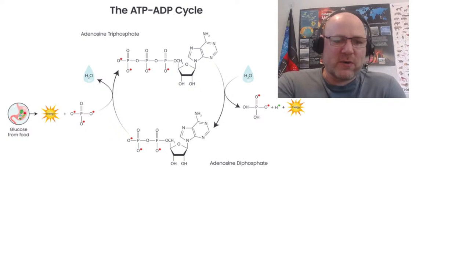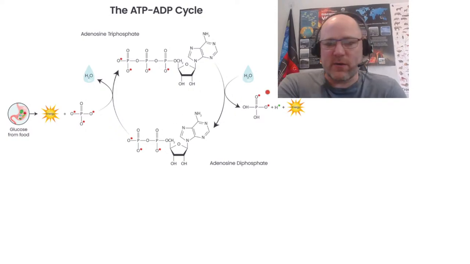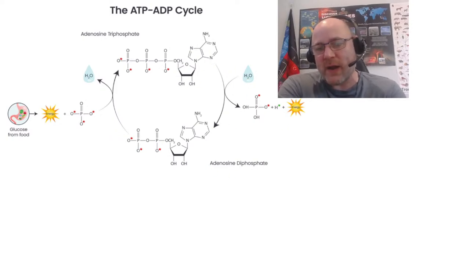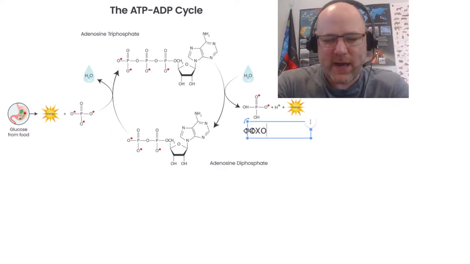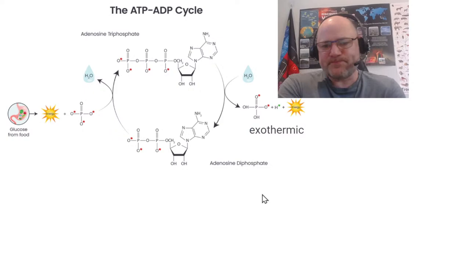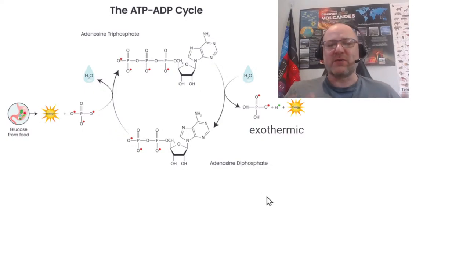Okay, what does this show us here? So we've got a little screen going on here. This just shows you adenosine triphosphate breaking down into adenosine diphosphate. And when it does that, it releases energy. So remember, this part is exothermic. That's the release of energy. So ATP is really the energy-carrying molecule.